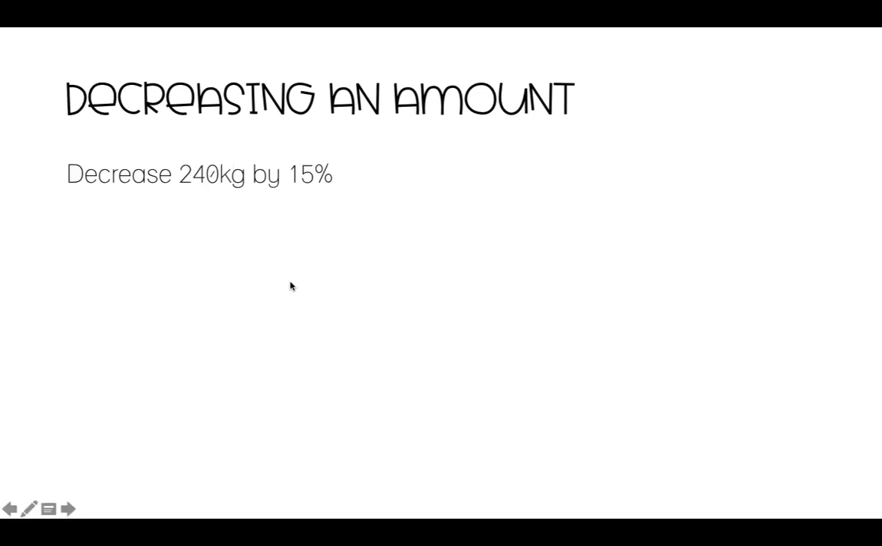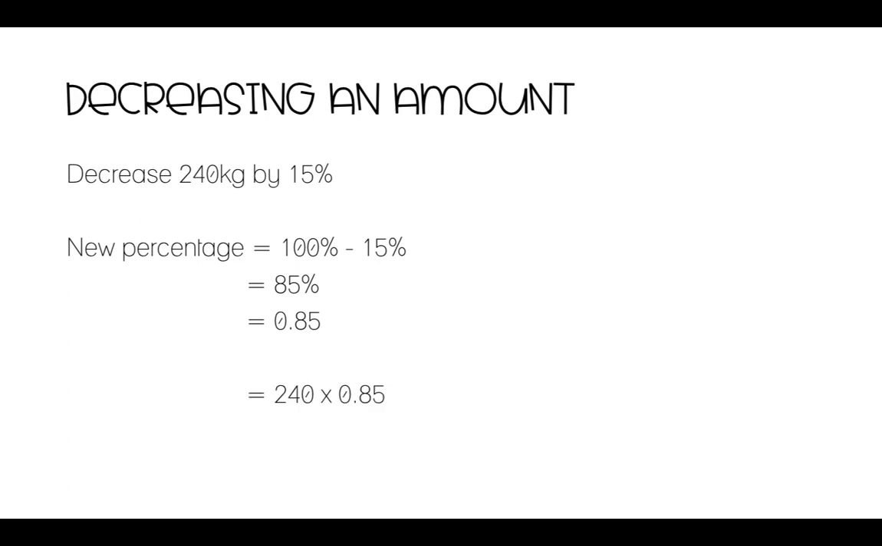Now we're going to decrease 240 kilograms by 15%. So we go 100%, take away 15 gives us 85%. Writing that as a decimal, we get 0.85. And then we're going to multiply 240 by 0.85, which gives us 204 kilograms.